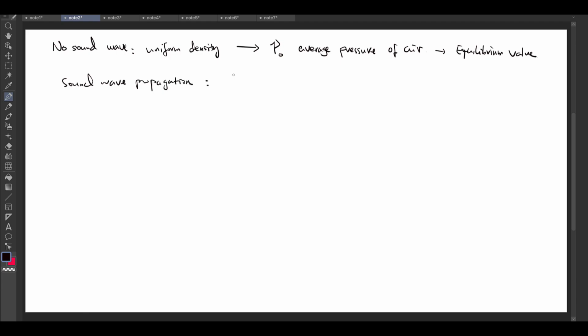in the air, okay? If there's such a propagation, then at some places the pressure is greater than P naught, and some other places the pressure is less than P naught. And of course, there are regions where these pressures are equal. So that's why we want to calculate the difference between them.